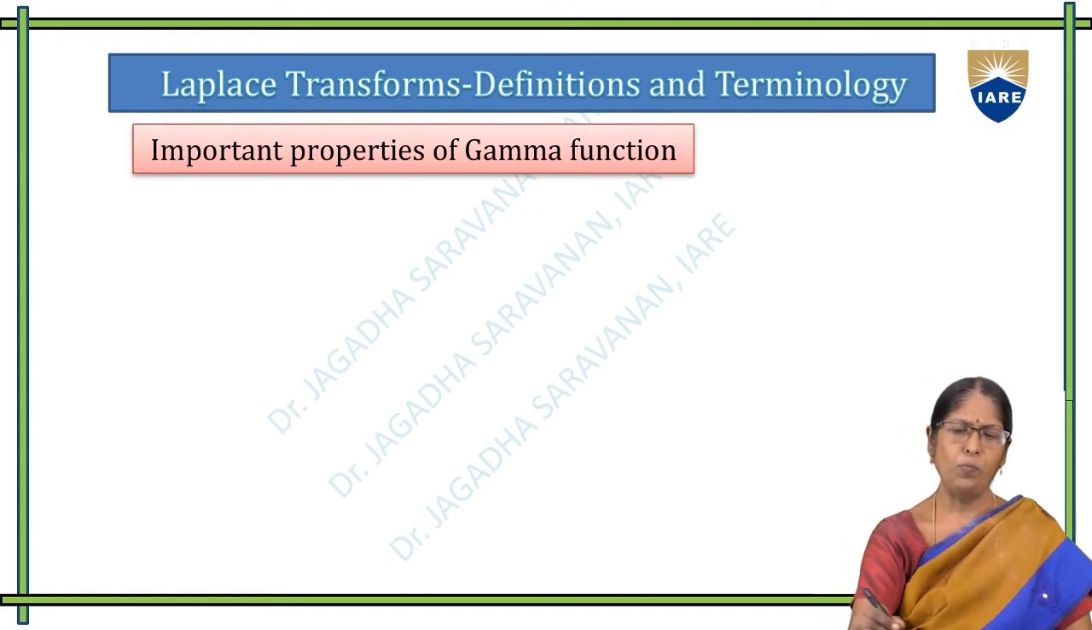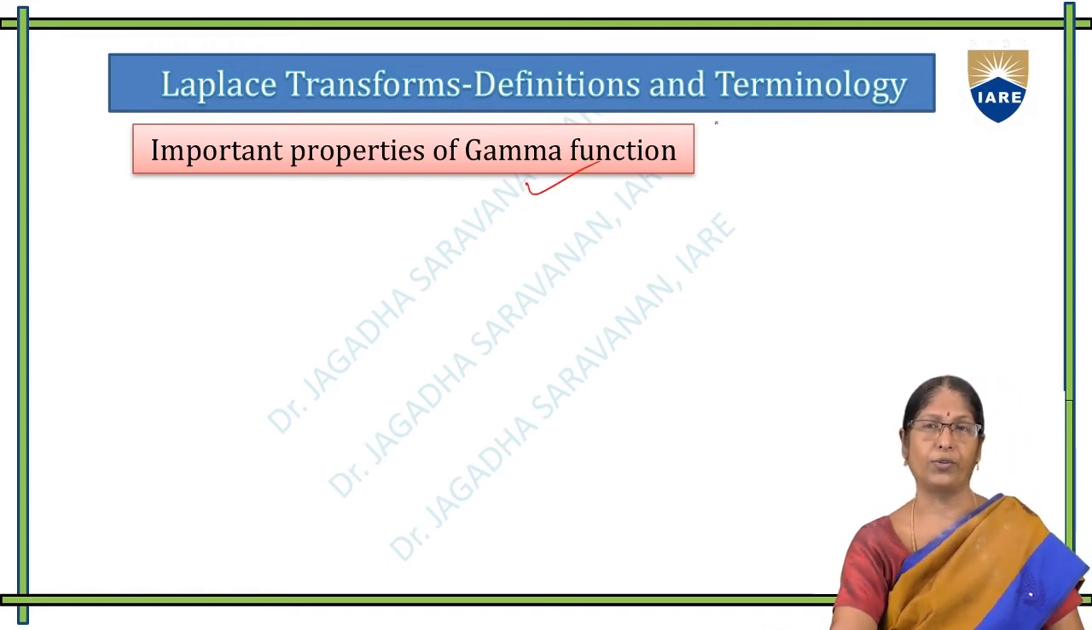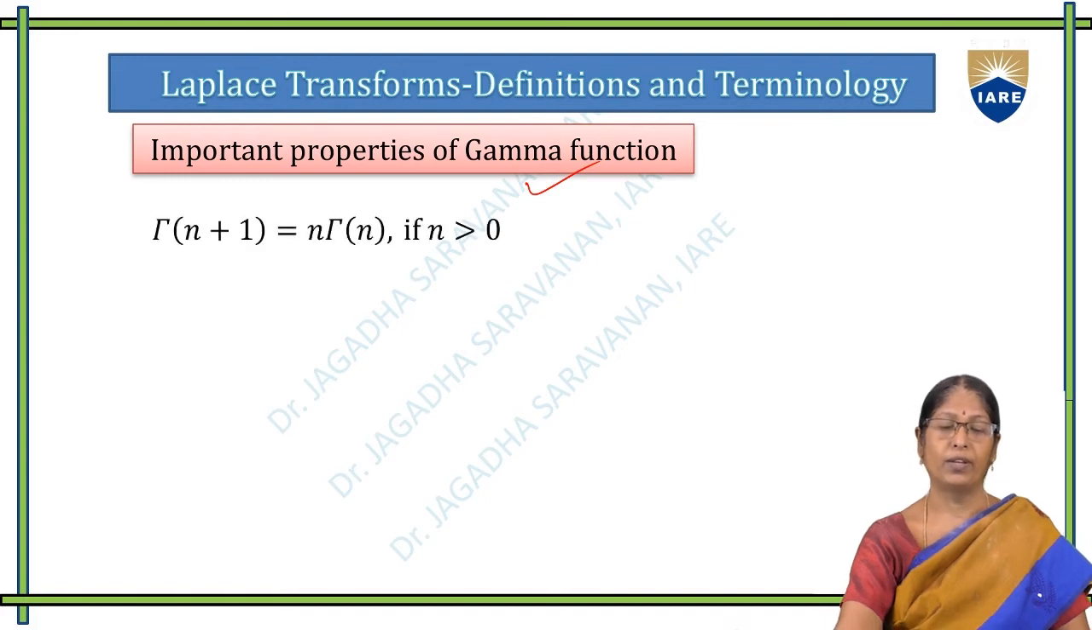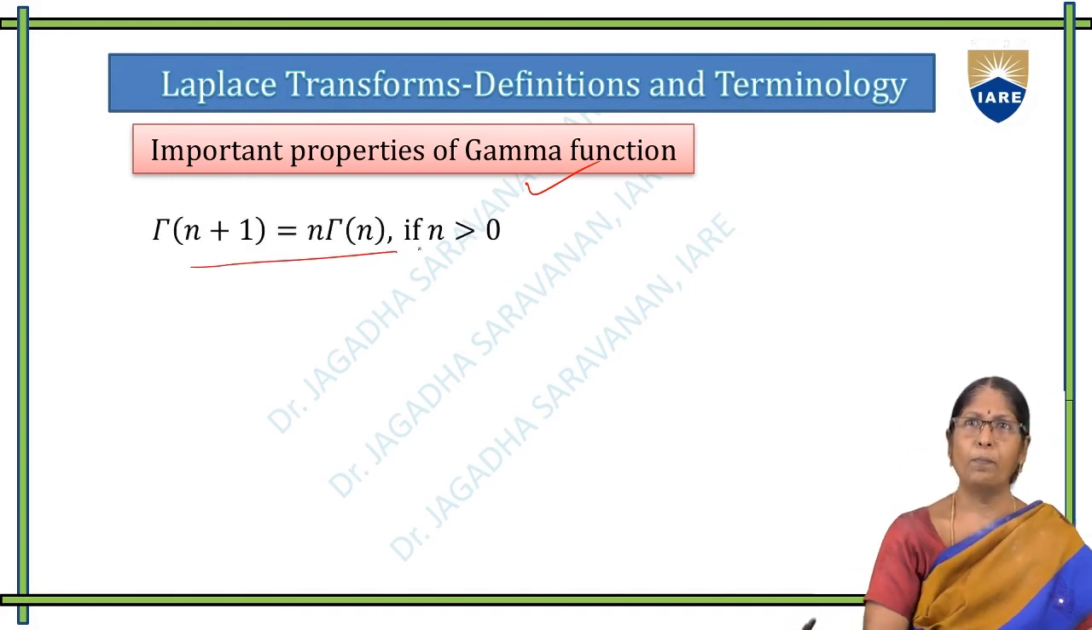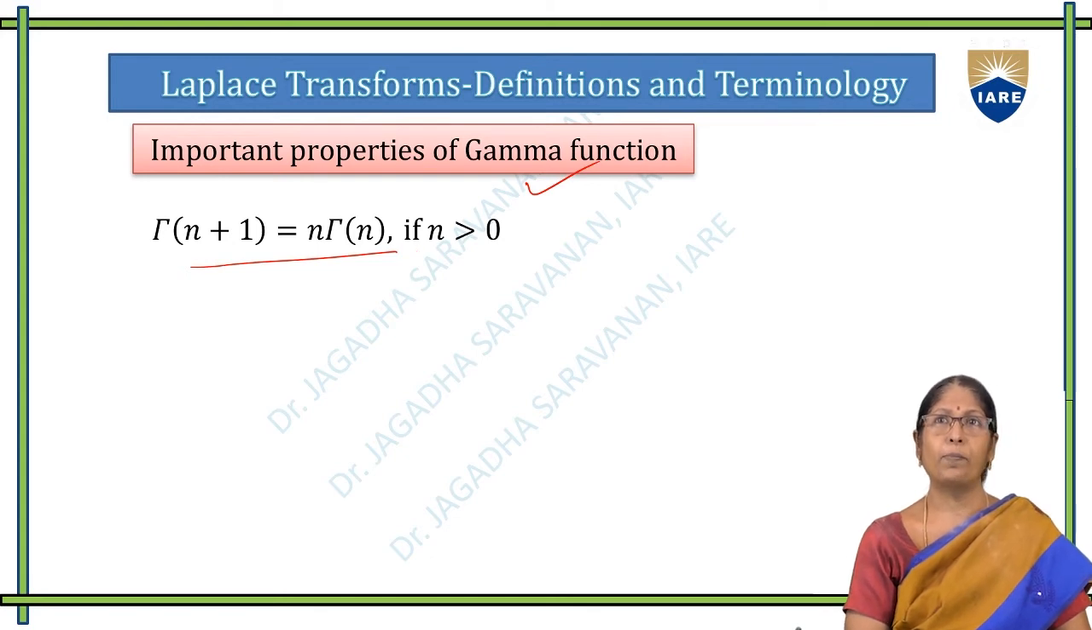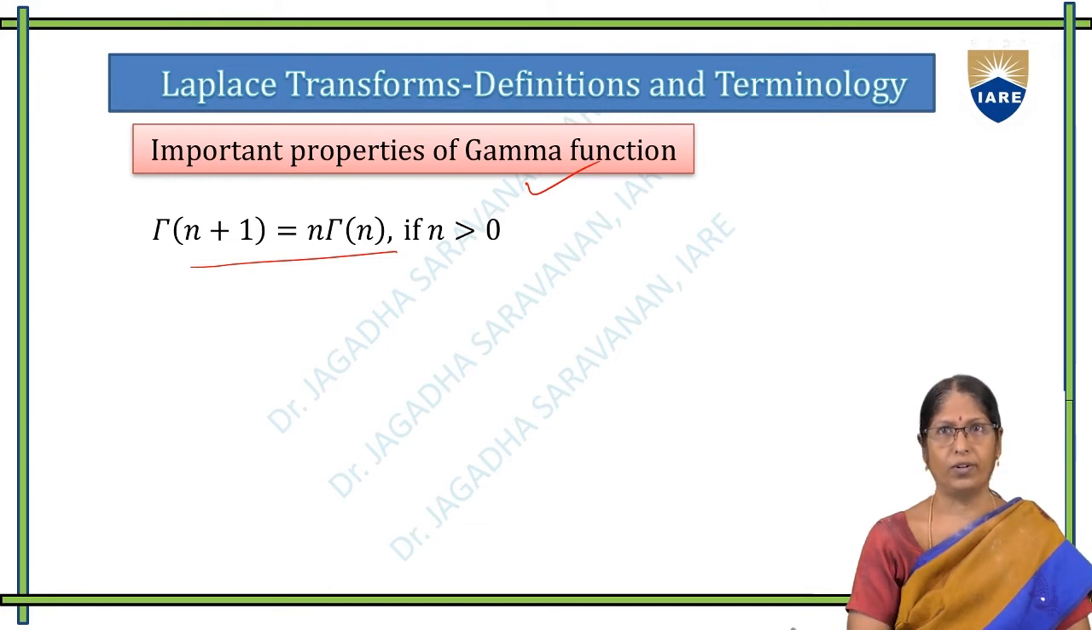Now, important properties of the gamma function. Because L of t power n, if that n is a fraction or greater than -1, we will apply gamma of n plus 1 by s power n plus 1. That is a formula we discussed. Suppose it comes up while solving our problems, these are the notations. Completely in this video lecture, we are going to discuss the formulas regarding Laplace transform.